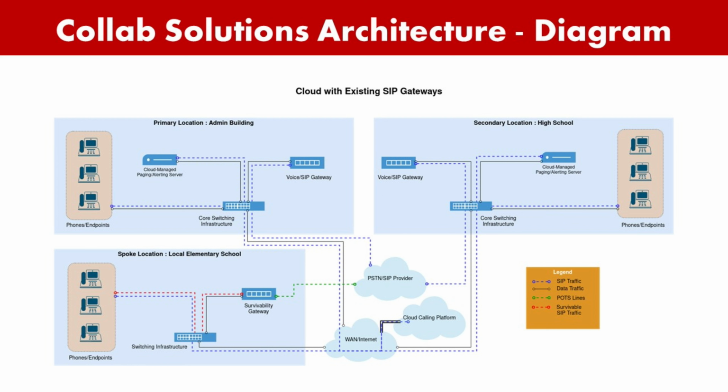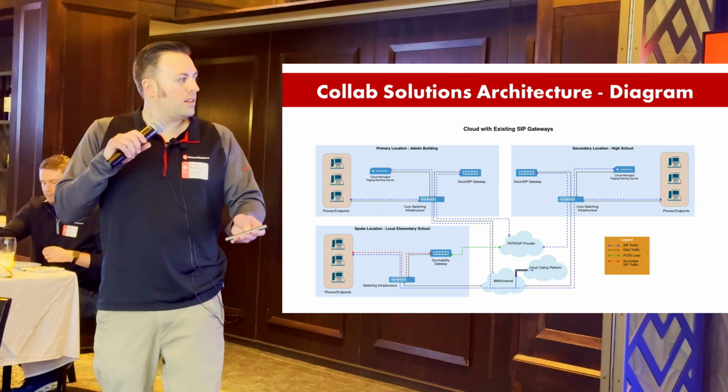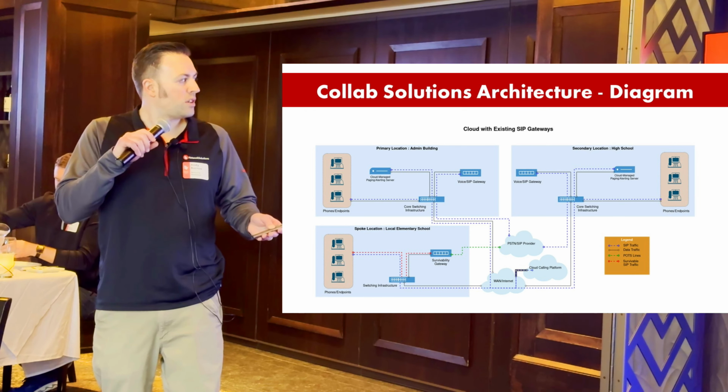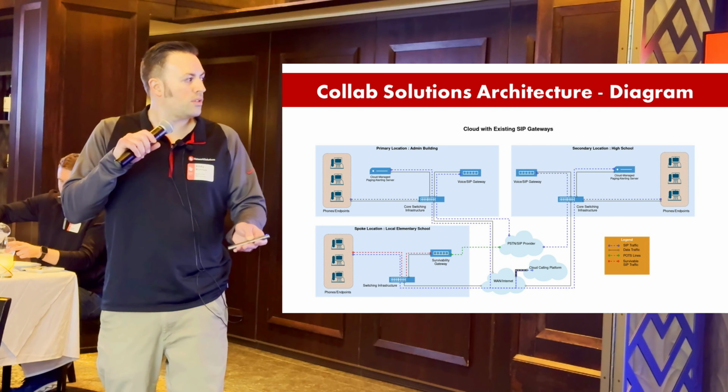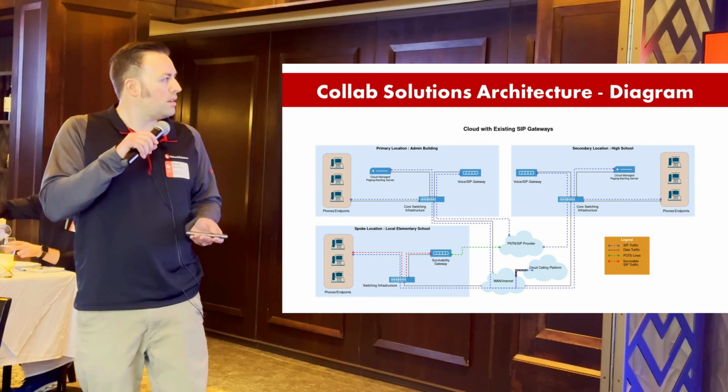So here we see, this looks just like the first diagram I showed you, where you still have a SIP gateway at both of the major locations. And then here at a remote site, you can still have that survivability gateway. And this all still works with the cloud system. And then here I also have a pair of the paging servers, and those are also on premise.